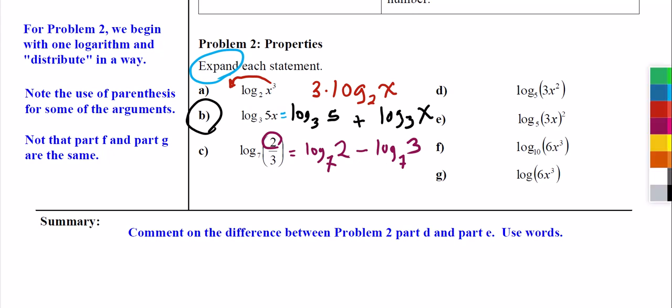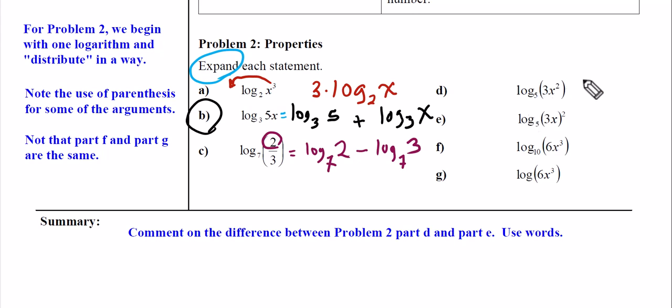D and E are very important because you need to compare those. Notice that this entire thing is in parentheses. This squared belongs only to the x. It does not belong to the 3. This is very important. You might want to pause, put a star next to this, write something in your left column about this, write some information about this.